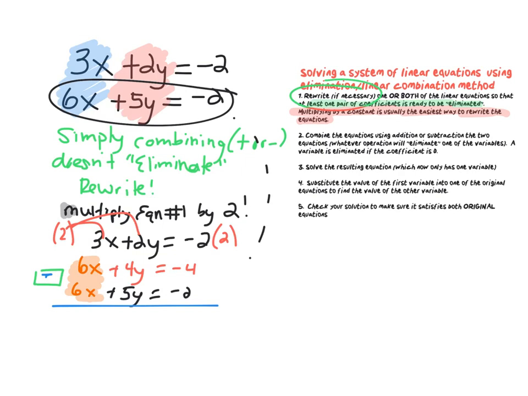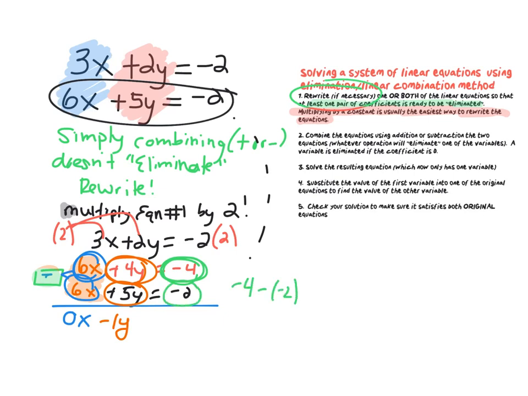So if I took 6x, we'll do it in blue first. If I took 6x and then I subtracted 6x, that's 0 x's. On the y's, I'd have 4y, and then the operation here is subtracting. So 4y minus 5y, that's negative 1y. On the right side, negative 4, and again the operation that I'm using to combine is a minus. So negative 4 minus negative 2, I'm going to write that out. So that's negative 2 itself.